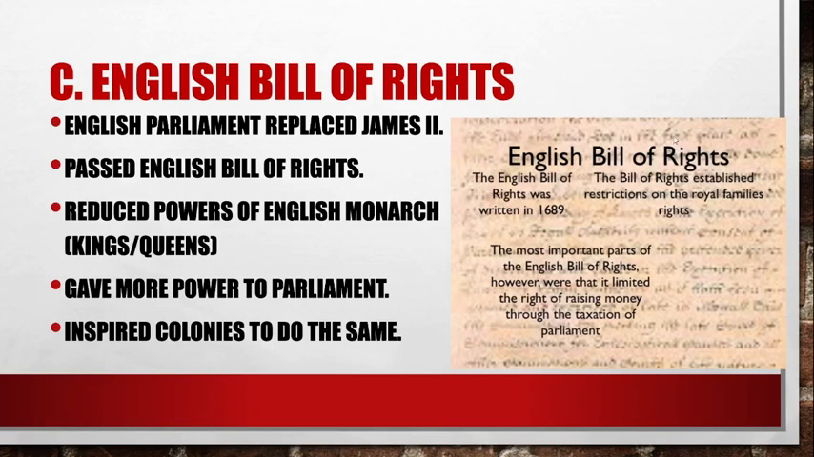And to the right, again, you don't need to write this stuff, but just some ideas. It's going to put restrictions on royal family members' rights, so instead of them having total power, they have lost some power. Also, the most important parts of the English Bill of Rights were that it limited the right of raising money through taxation of Parliament. So it's going to help kind of prevent the kings from just keeping all this money for themselves.